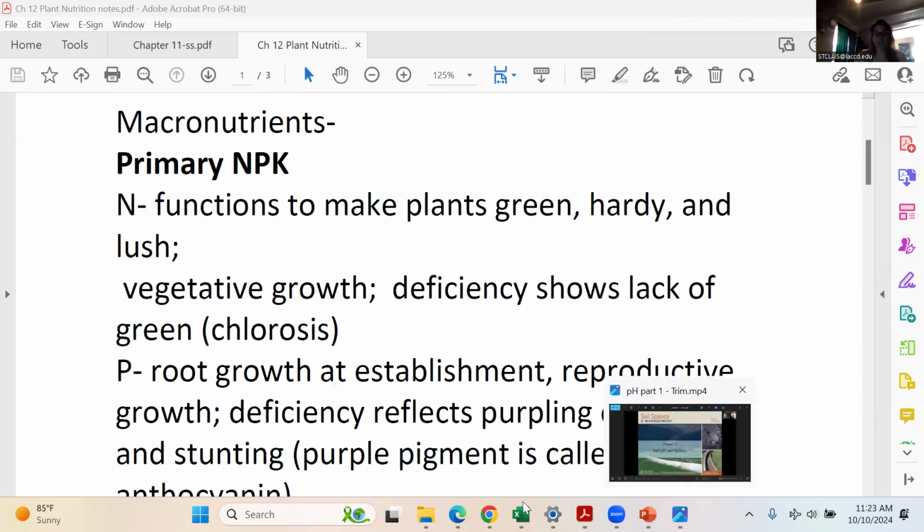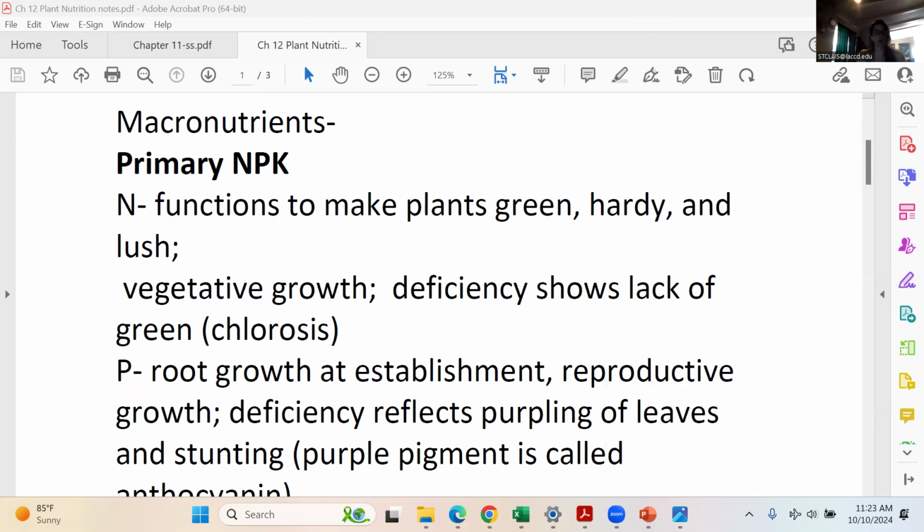Okay, so first of all, when we talk about the macronutrients, then we're talking about, first of all, the primary macronutrients. Macronutrients are needed in large amounts by plants. The primary macronutrients include nitrogen, phosphorus, and potassium.